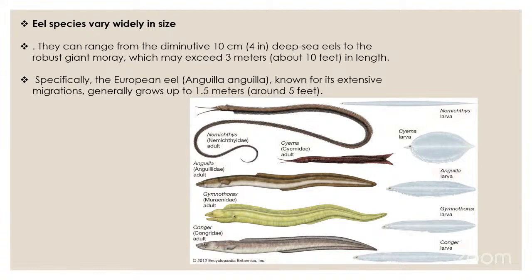Specifically, the European eel, that is Anguilla anguilla, known for its extensive migrations, generally grows up to 1.5 meters, that is almost like a human being, the size of the height of the human being, around 5 feet. So these are the larval stages: Sayama larva, Anguilla larva, Gymnothorax larva, Conger larva.